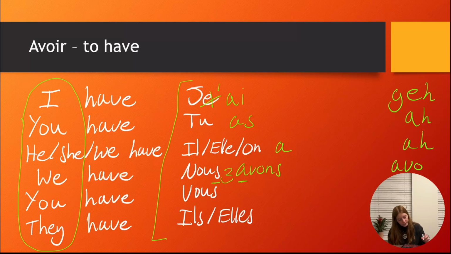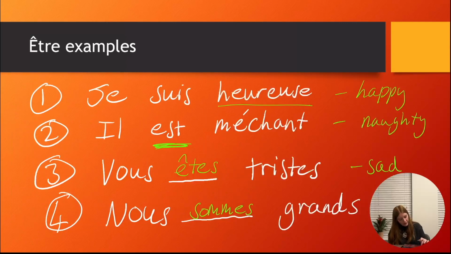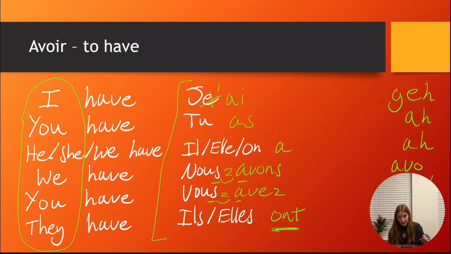Next, we've got vous, and it'd be vous avez, but because we've got consonant and vowel, we connect them with a Z. Vous avez. Vous avez une voiture. You have a car. Finally, we've got they. So, ils or elles ont. Ils, elles ont. Now, you'll notice this ending is very similar to être, where we've got sont and we've got ont. But don't get these confused.